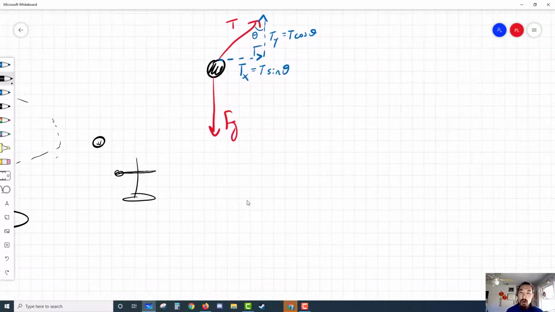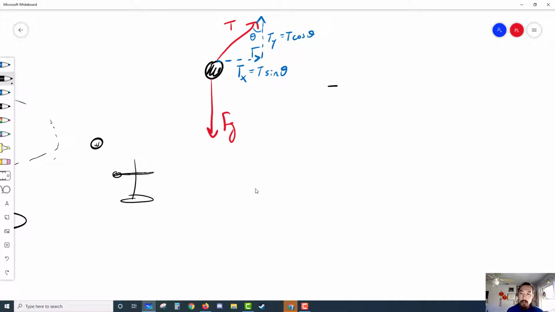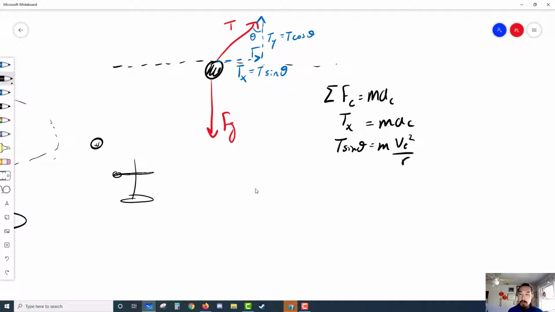So we're going to create a net force equation for the horizontal axis. F net, that should be F sub c, is equal to mass times the centripetal acceleration. If we take a look here, the only force along this horizontal axis is T sub x. So T sub x is equal to m a sub c. We could break this out even more and say that T sine theta is equal to m v sub t squared divided by r. Something like that, and that will be our net force formula.